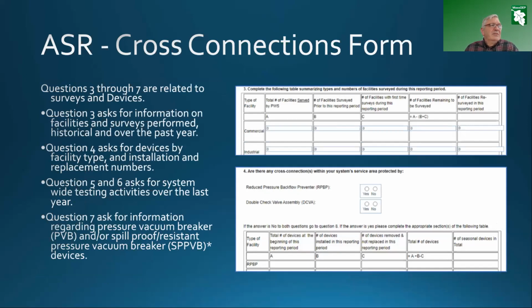So questions 3 through 7 are related to the surveys and the devices in your system. Question 3 asks for information on facilities and the surveys performed at those facilities. This is both historical and over the past year. Question 4 asks for devices by facility type and the installation and replacement numbers. Questions 5 and 6 ask for the system-wide testing activities over the last year, so the device testing that's been done. And question 7 asks for information regarding pressure vacuum breakers and their spill-proof resistant vacuum breakers.